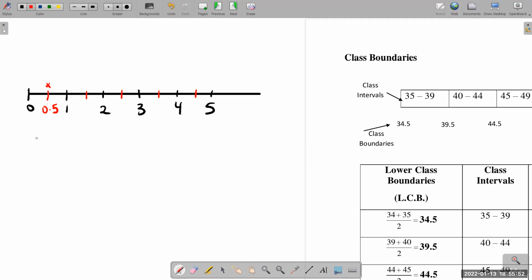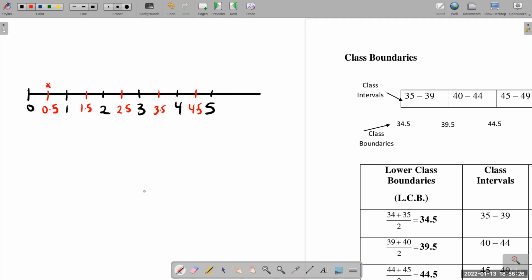Everybody see that? So what would be between 1 and 2? Each space here represents 0.5, so it's going to be 1.5. Everybody see that? What would be between 2 and 3? And what would be between 3 and 4? 3.5, exactly.